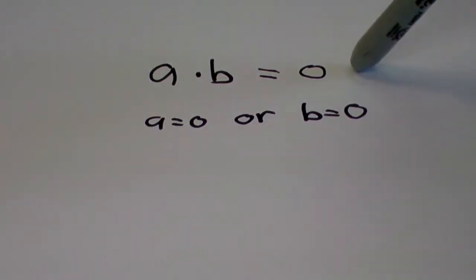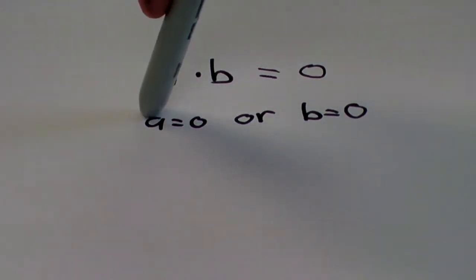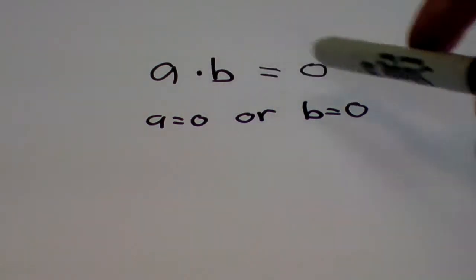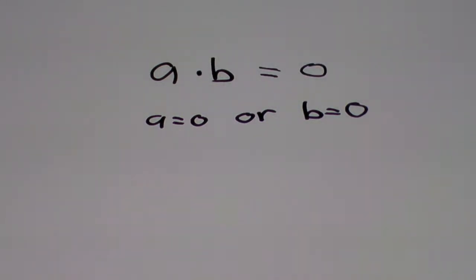If we have two numbers, a and b, and a times b is 0, then either a is 0 or b is 0. Or both, of course. 0 times 0 is also 0, right? But if two numbers are multiplied together to get 0, one of them has to be 0.